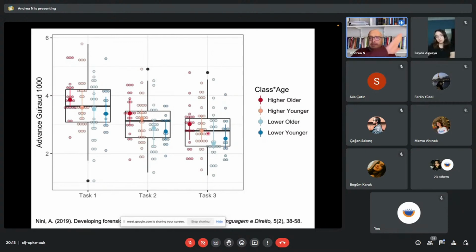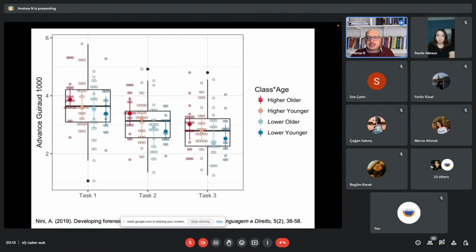So in other words, the vocabulary richness goes down as the task becomes more informal. However, because this was an experiment with participants, for each participant we have demographic details, and what you see here is the interaction between class and age.